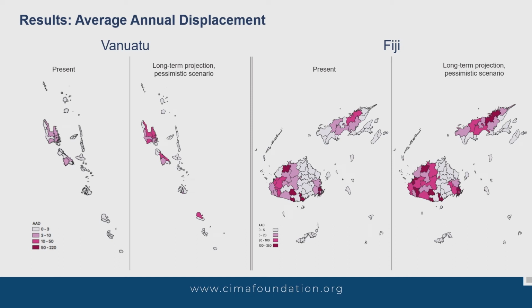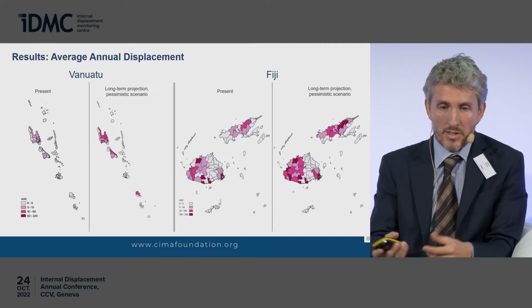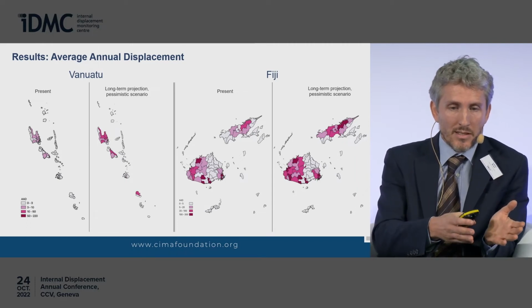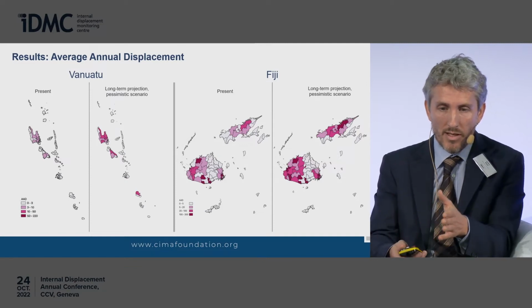We then aggregate all the results at admin 3 level in order, I'll say, to keep some privacy on the buildings, on the damage of the buildings, and the, let's say, more risky situations. But still, we can have an idea of what the hotspots are in those two countries. We did that in the present scenario, and the long-term pessimistic scenario in this case.